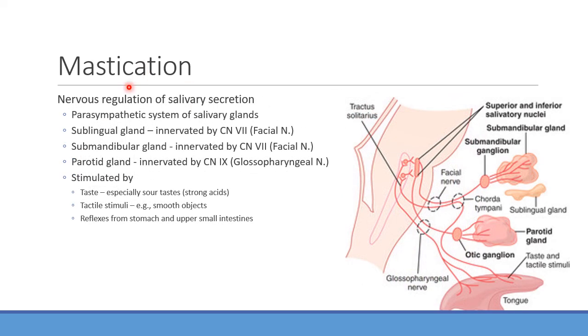Looking at innervation here, remember that the sublingual and submandibular glands are innervated by cranial nerve number 7. The parotid gland is going to be number 9. We talked about this previously when we were talking about the senses, so I don't want to belabor this. Just remember we also have our taste sensors there. And there's also some stimulation by reflexes from the stomach and the upper small intestine that can help stimulate the salivary glands to secrete as well.